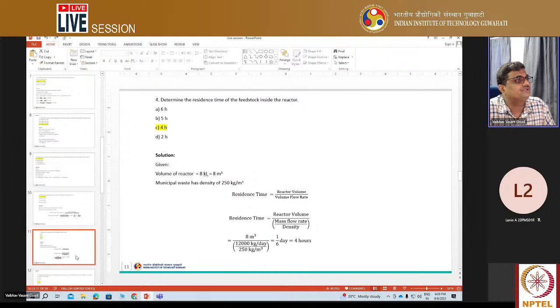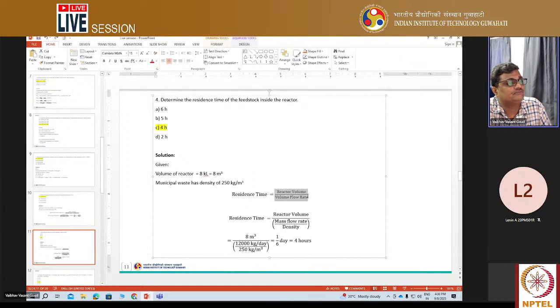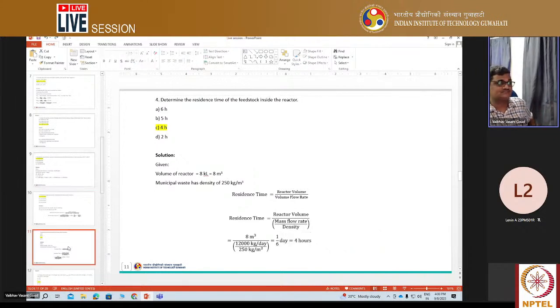And here we need to determine the residence time of the feedstock inside the reactor. The volume of the reactor was 8 kL, that is 8 meter cube, and the municipal waste has a density of around 250 kg per meter cube. So the residence time is the reactor volume divided by the volumetric flow rate, which is the mass flow rate divided by its density. These values we already estimated, and then it comes out to be 1 by 6 day, that is 4 hours. So another simple example to practice this kind of calculation.